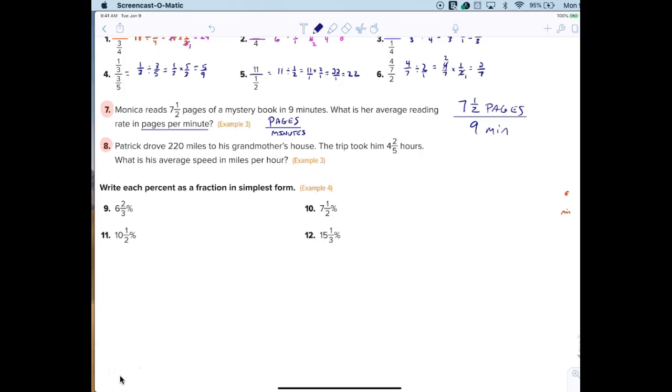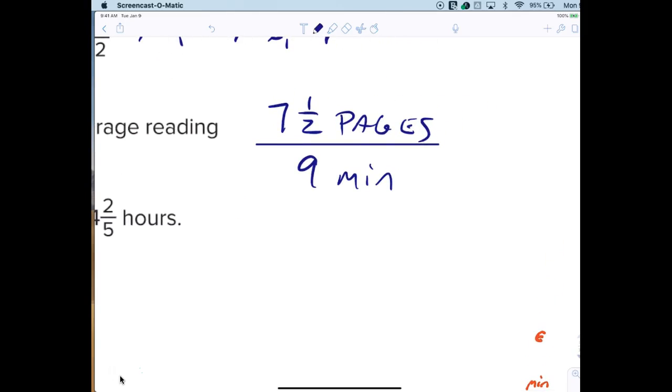All right. Now, 7.5 pages in 9 minutes. So that means 7.5 divided by 9. That's what that means. So Xavier, how do I handle 7.5 divided by 9? What do I need to do with the 7.5? You can turn that into, which is? 15 over 2. Yes. So 15 over 2 times. You are awesome.